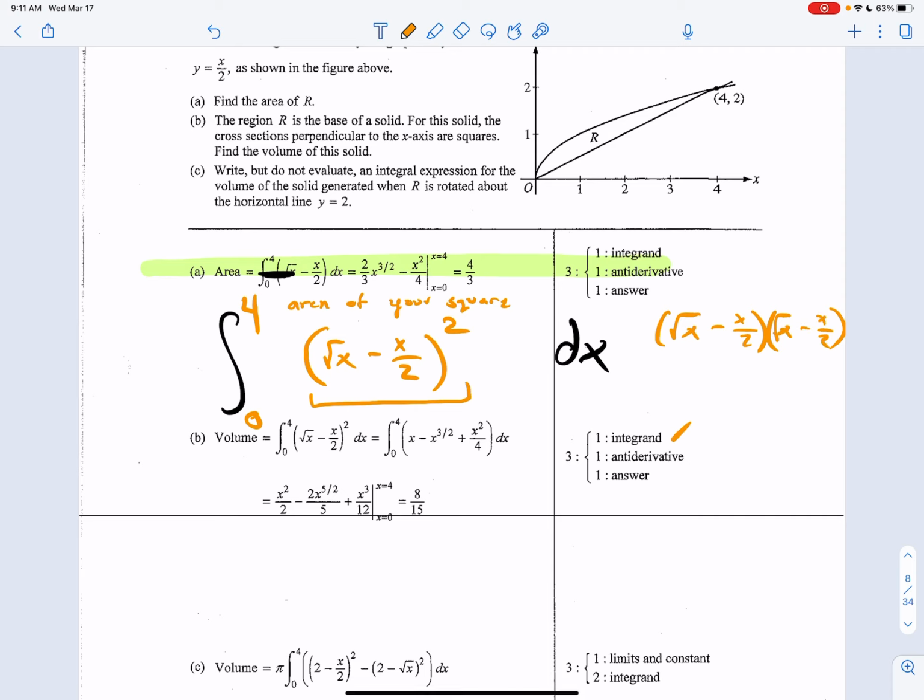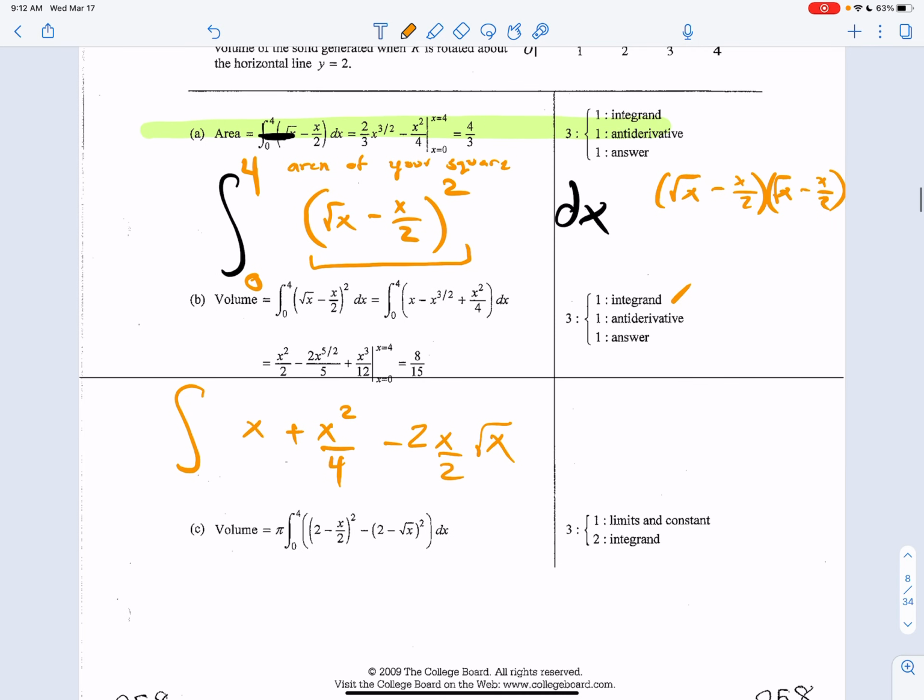So basically, if I FOIL that out, I should get x minus plus x squared over 4, and then minus 2x over 2 radical x. Okay? And eventually, when you clean this up right here, that's a bad highlight. Okay? You eventually will get this. Okay? Now, if you have questions on that, just let me know. But I'm actually going to move on from there, okay?